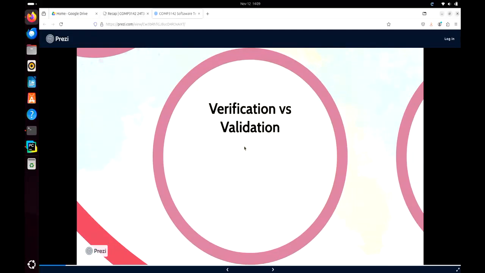And after that, we learned the concepts of verification versus validation. So, are we building the product right? Is this related to verification or validation? Do you still remember that? Are we building the product right? It's actually related to verification. Are we building the right product? That is related to validation.